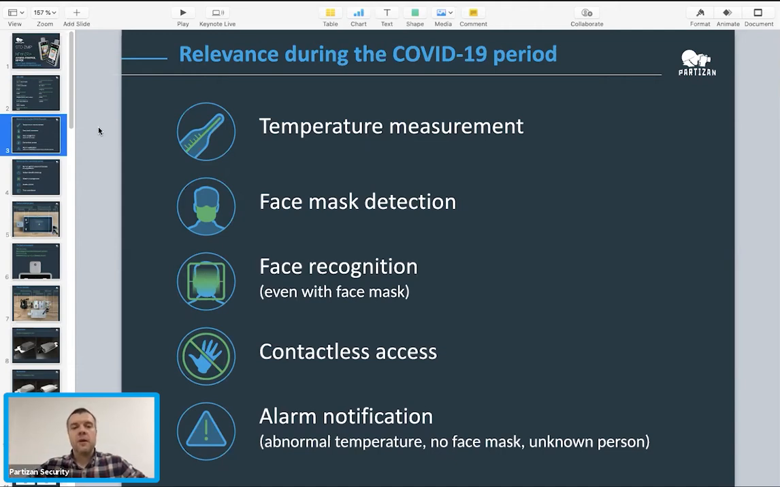One more important thing, it can do alarm notifications. Basically, there could be different alarm notifications. It could be an alarm about abnormal temperature, for example, if one of your workers came to the working place with a higher temperature than normal. It could be a no face mask alarm. And of course, it could be an alarm when some unknown person is coming to your premises.